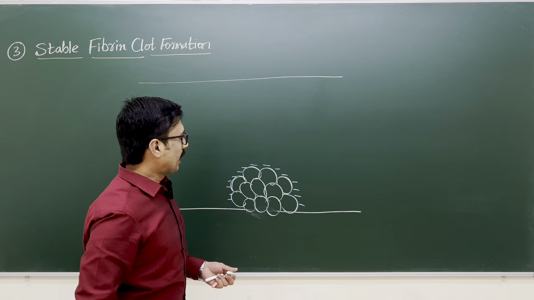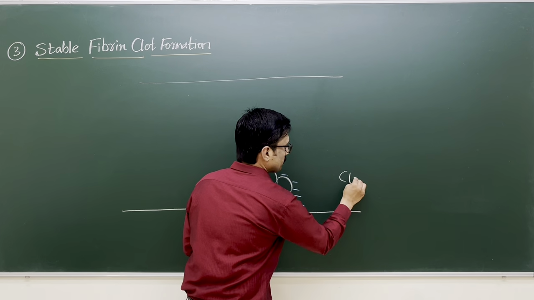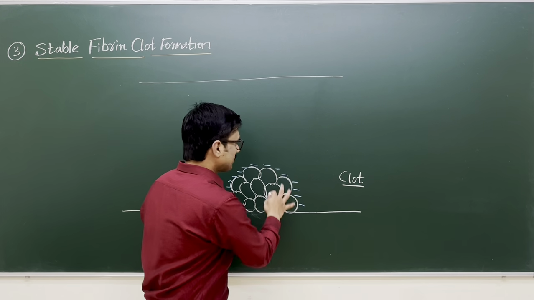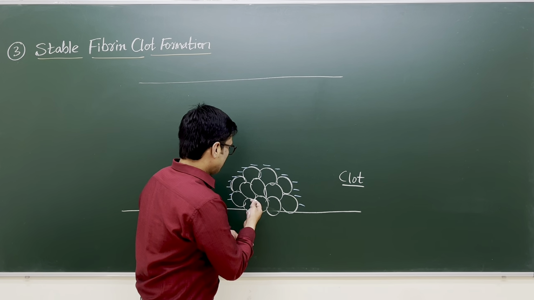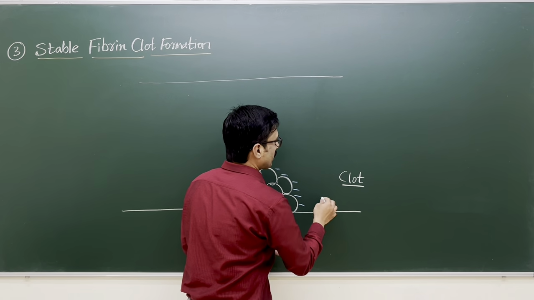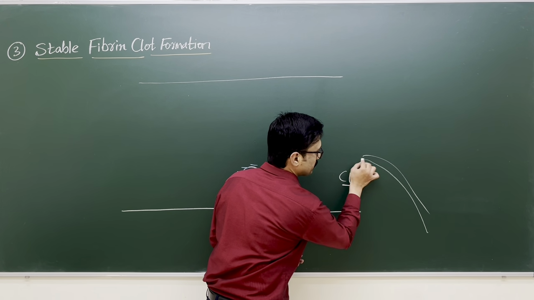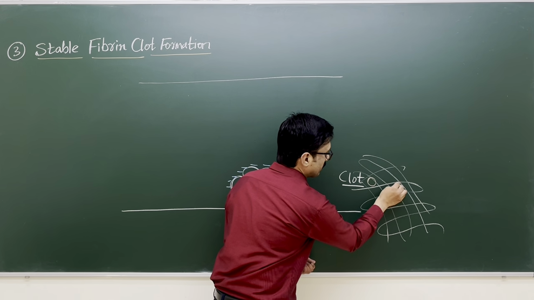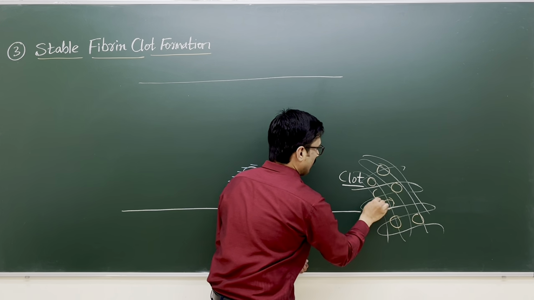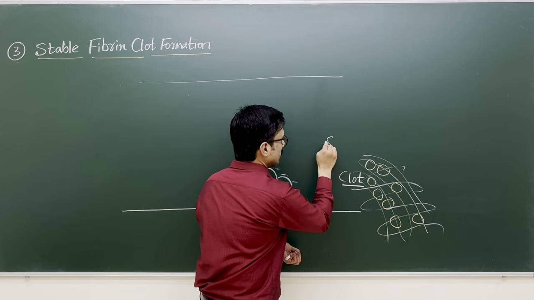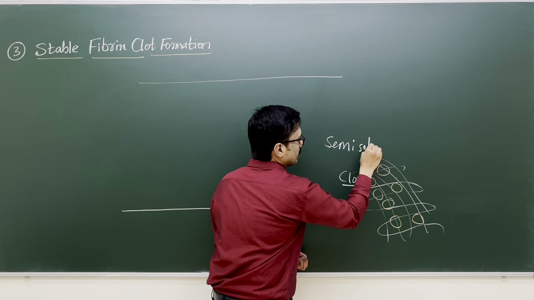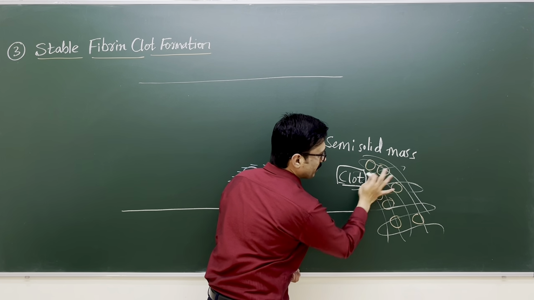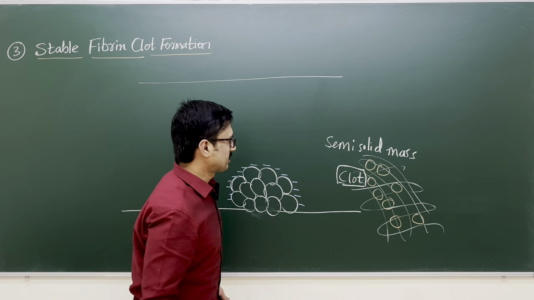Now we need to understand how clot is formed. So what do you mean by clot? Clot is nothing but a fibrin meshwork that is trapping the platelets, RBCs and WBCs. So all the blood cells are trapped in fibrin meshwork. So consider this is the fibrin meshwork, and within the fibrin meshwork, different cells are trapped to form a semi-solid mass. Semi-solid mass, that is clot. So clot will have fibrin meshwork and all the blood cells.